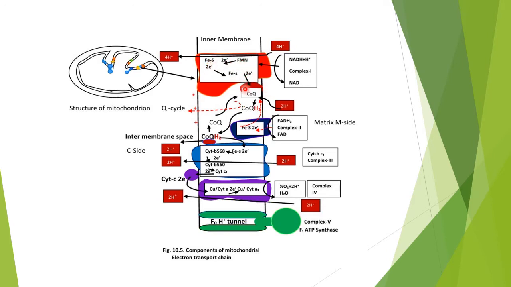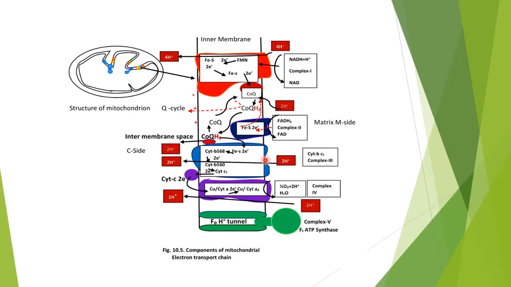There is also one mobile carrier, which is coenzyme Q, which is responsible for shuttling the electrons between the systems. And then likewise there is the second system, which is called the FADH complex, also called succinate dehydrogenase. And then there is the third complex, the cytochrome BC1 complex, or complex three.